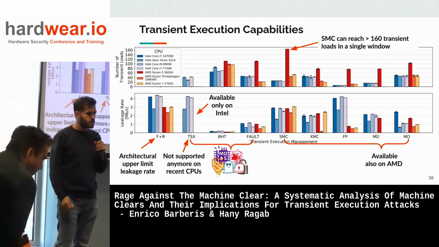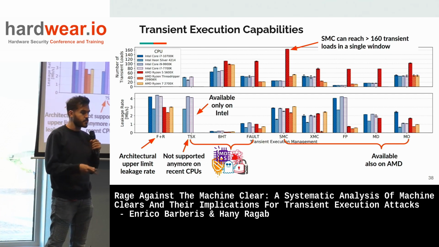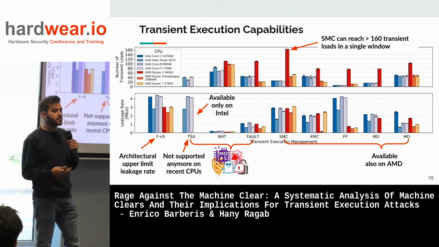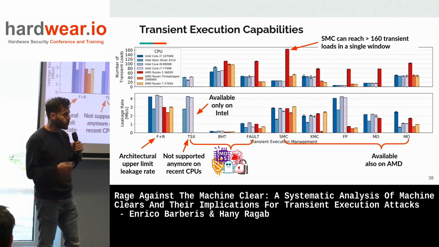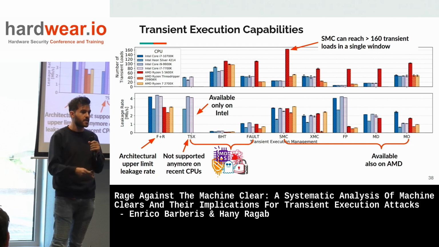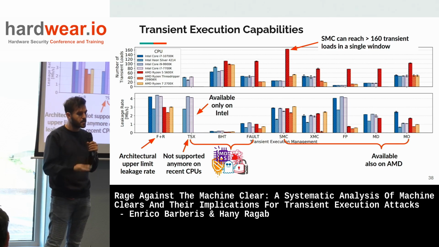That's good. So as we can see here, we have a transient window created by self-modifying code. Inside that window, we were able to measure more than 160 loads executed inside a single window. These are 160 loads that will never commit, will not be seen at an architectural program execution. So you have 160 loads doing something in the background that will not be observed, if not through a side channel.